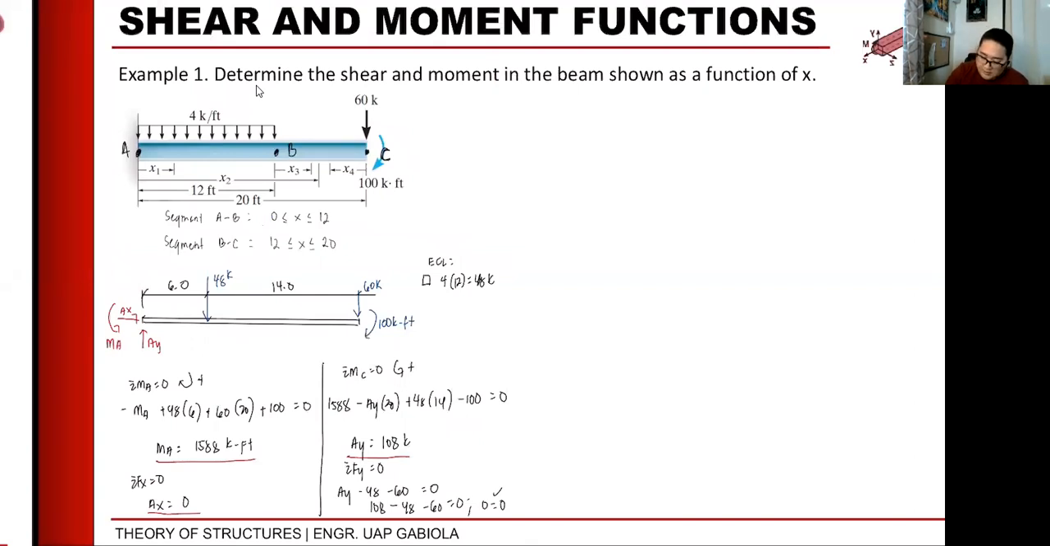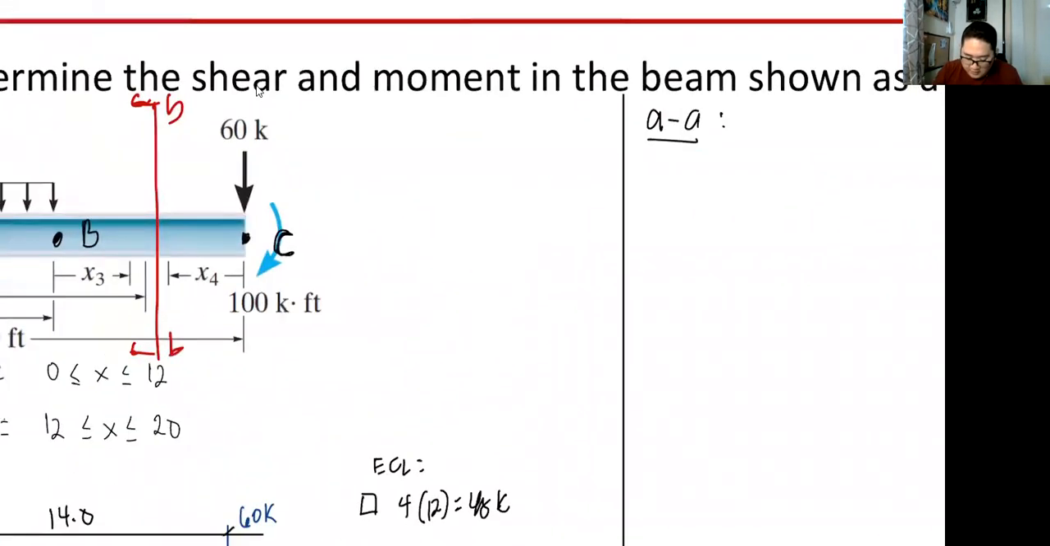Okay. So now, we can now consider yung ating segments, no? Again, ang segment natin will be ito, yung unang segment natin. So, gawin ko lang cut AA, no? Consider natin is yung left side niya. And then, ito, gawin natin cut BB. Okay? So, consider natin muna yung AA. So, we have AA. So, kailangan drawing nyo yung cut AA.